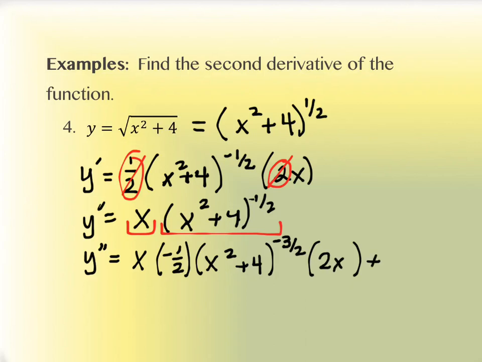Perfect. All right, so what comes next in my product rule? The derivative of the first. So what's the derivative of the first? That's 1. That's very nice. And then what do I do? Yep, I just rewrite the second one: x squared plus 4 to the negative 1/2.